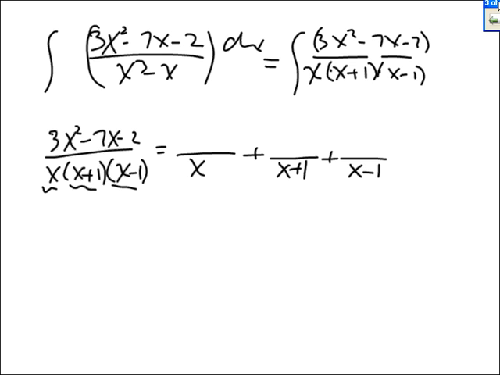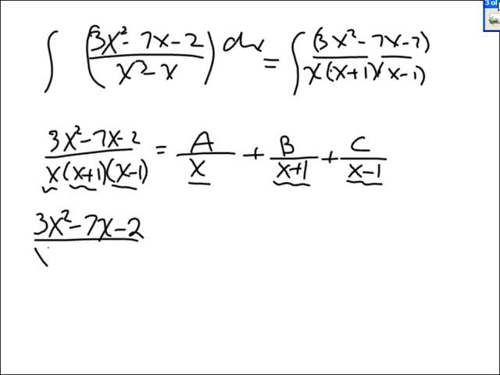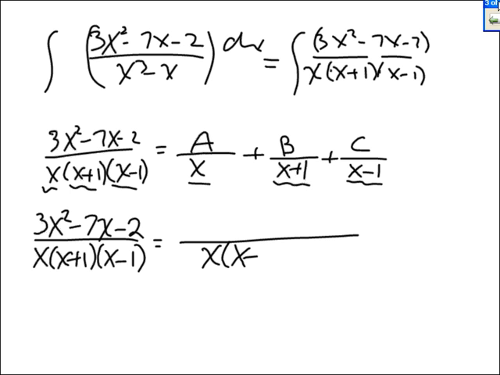Those factors. And since the first one is linear, I put a constant on top. Since the second one happens to also be linear, put a constant on top. Linear, I put a constant on top. Now, I'm going to rewrite down the fraction. And on the right side, I'm going to try to get the same denominator, which of course is going to be x times x plus 1 times x minus 1.